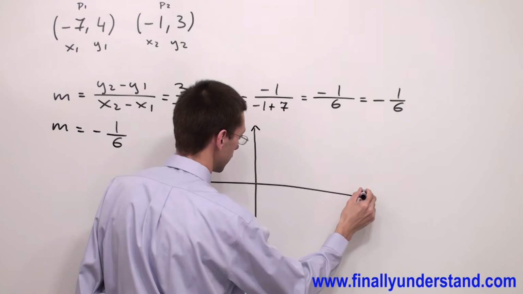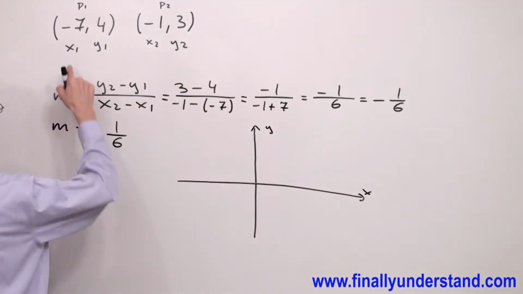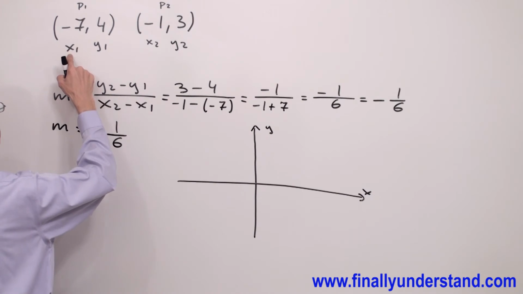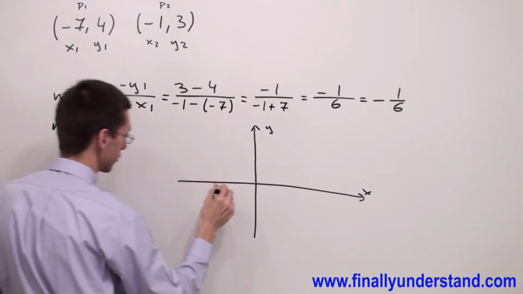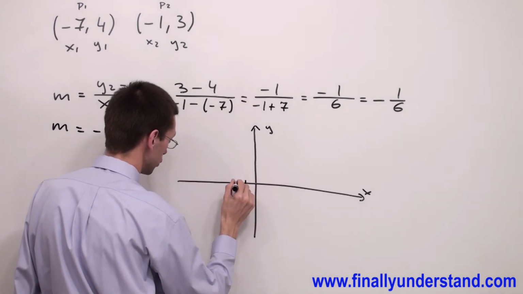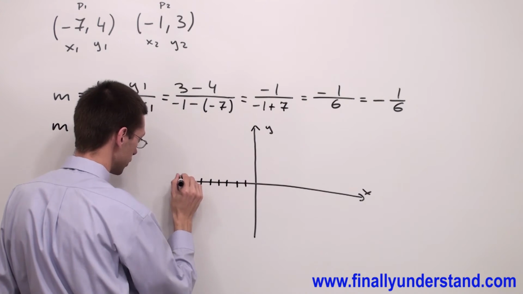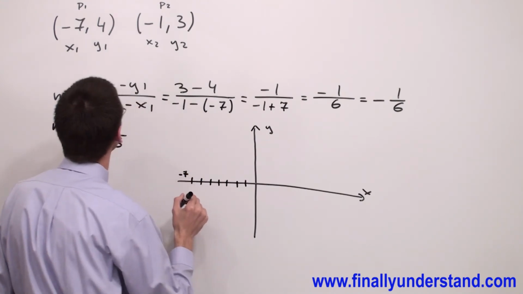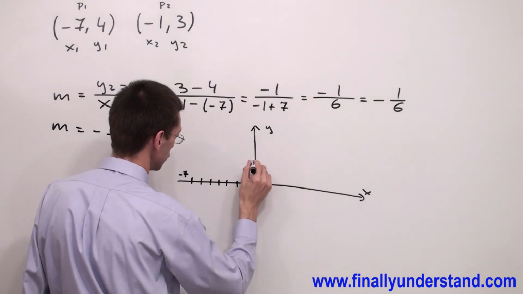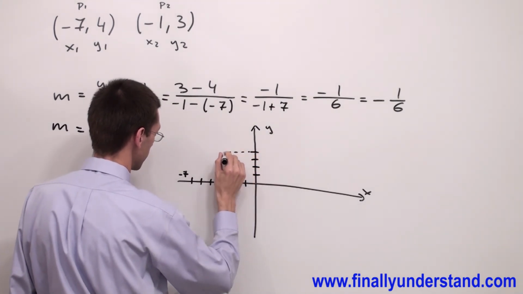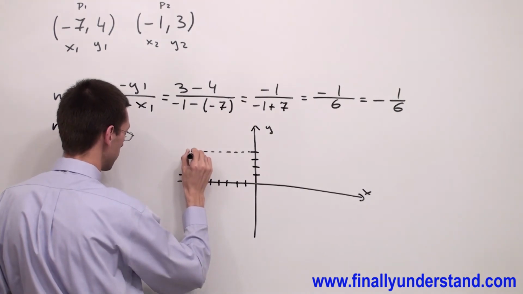Okay, this is my x-axis, this is my y-axis. First point has coordinates negative 7 and y equals 4. So I have negative 7, 1, 2, 3, 4, 5, 6, 7. This is my negative 7. And y coordinate is 4. So I have 1, 2, 3, 4. This is my first point.